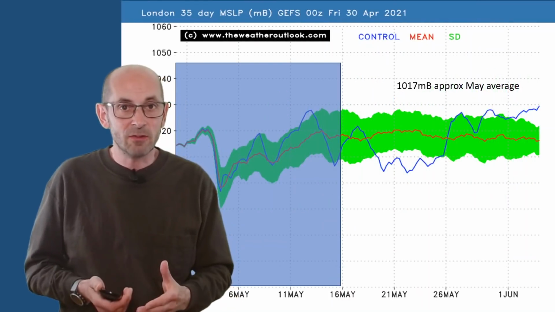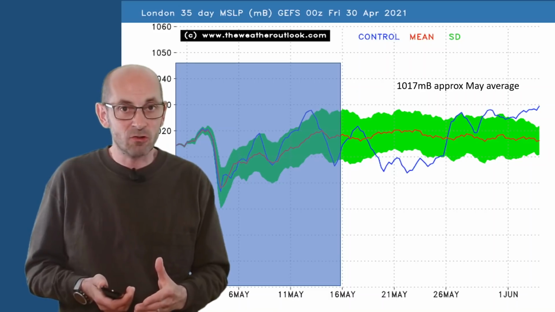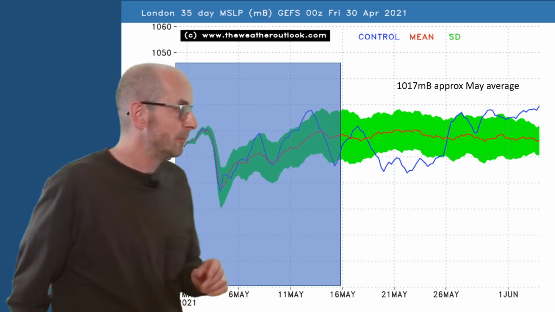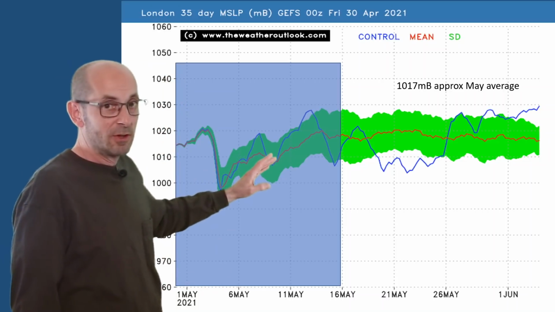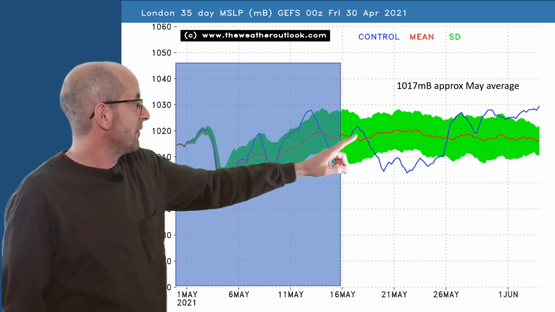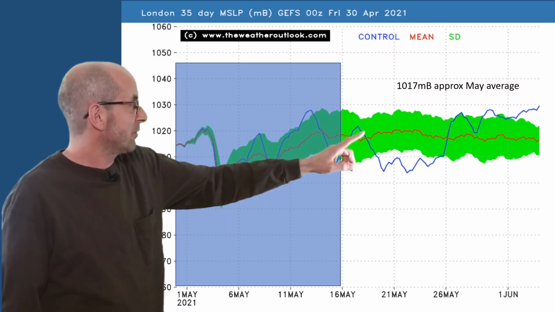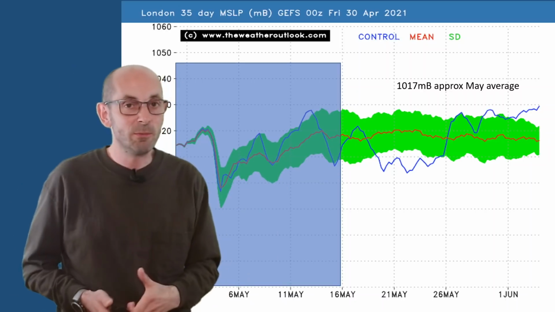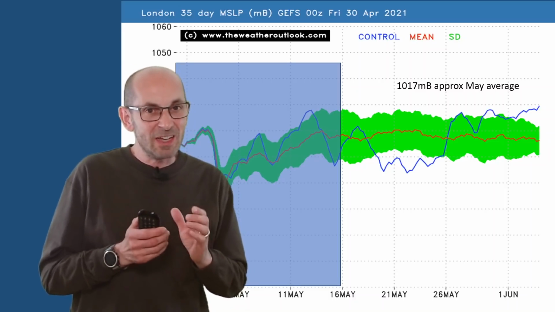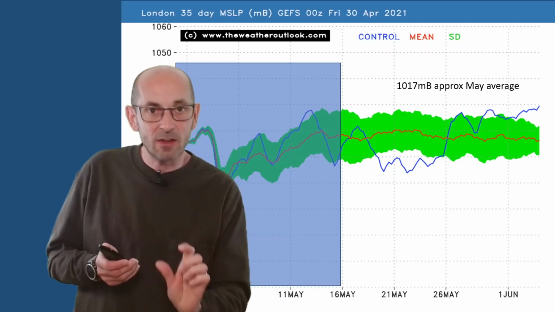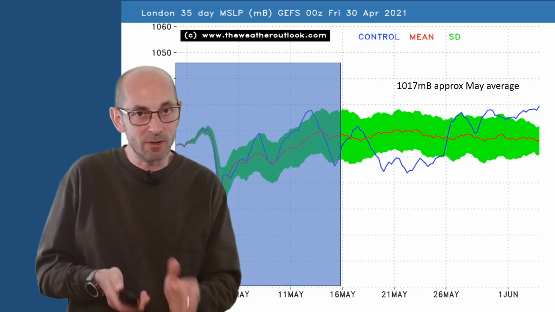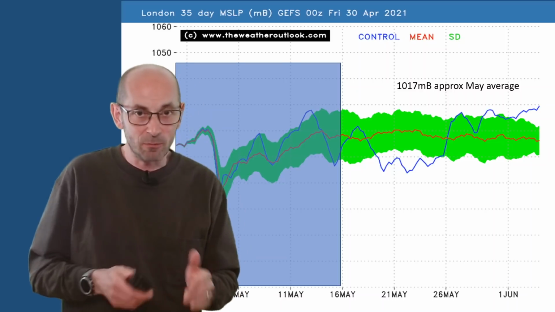This is the surface level pressure chart from a GEFS 35 again for London. I've blocked out the first half once more. And looking at the second half of the month, what we can see is around about the 20th, pressure's increasing, close to 1,020 millibars, so it's a little bit above the average.